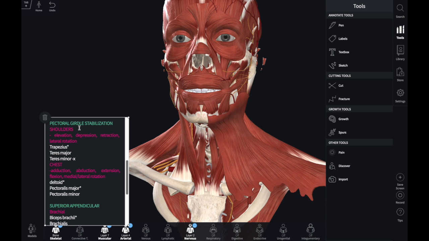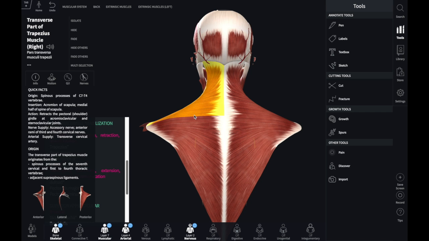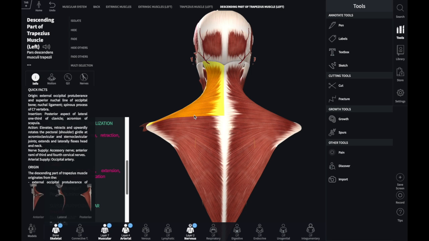Muscles of the pectoral girdle are involved in stabilization. We'll break this up into two groups, shoulders and chest. The shoulders are involved in elevation, depression, retraction, as if to roll your shoulders back and squeeze your scapula together, and lateral rotation, as if to turn your palms forward into anatomical position with your thumbs facing out to the sides. There are several components to the trapezius.